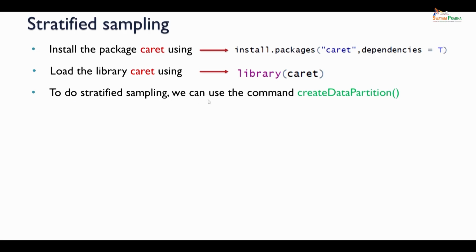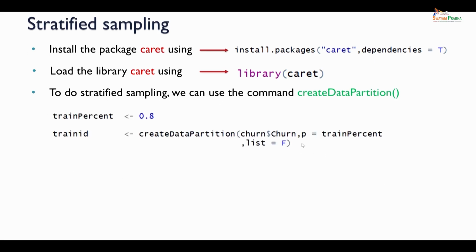So, to do stratified sampling, we know that we can use the command createDataPartition. Since I need to specify a percentage in terms of p, I am predefining my train percent as 0.8, so that 80% of the samples will be train. This is my train percent, and createDataPartition is my command. I am going to save my sample IDs to trainID, and from the churn data I am going to sample based on the classes of churn. Since we have two classes, yes or no, I am going to sample those observations based on yes or no.